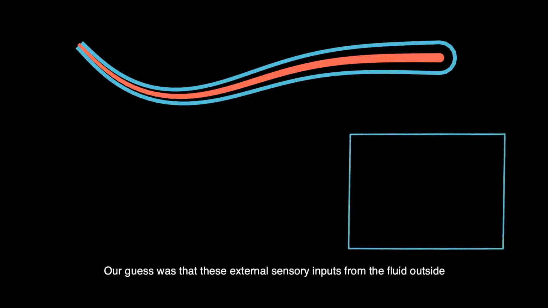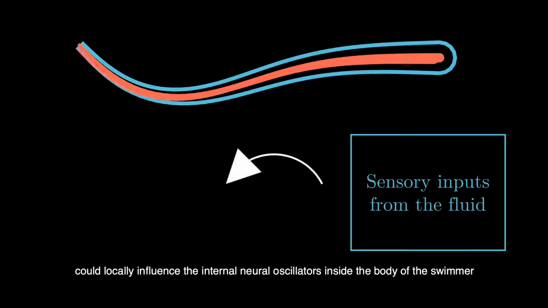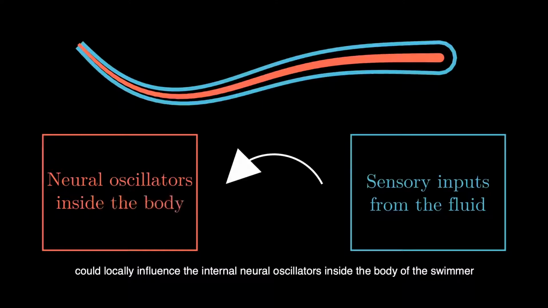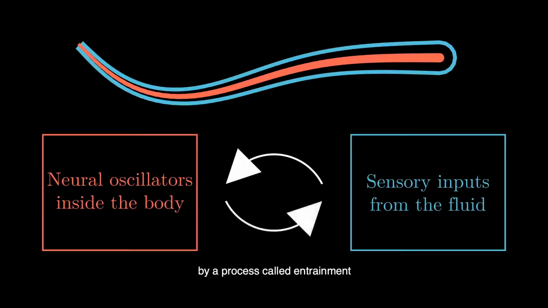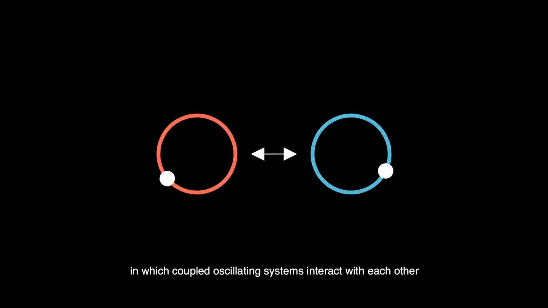Our guess was that these external sensory inputs from the fluid outside could locally influence the internal neural oscillators inside the body of the swimmer by a process called entrainment. Entrainment is a well-known phenomenon present in many fields from biology to engineering, in which coupled oscillating systems interact with each other and are driven to a coordinated state with a common frequency.